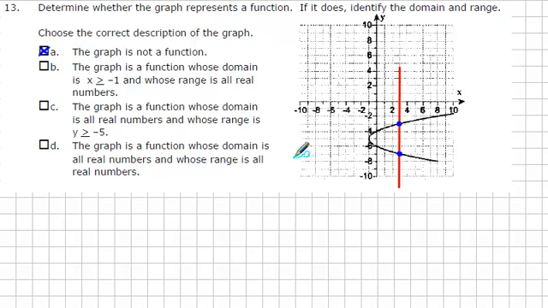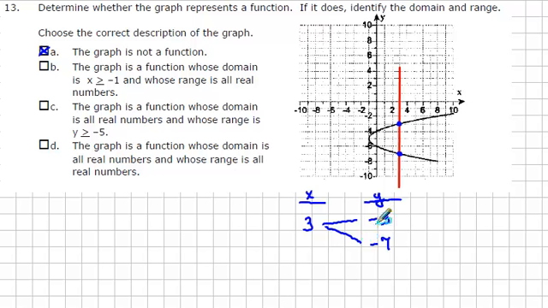And just so that you understand why, what we see is that when the input is 3, or our x value, what is the corresponding value of y? Well, if it was a function, there would just be one value of y. But in this case, we see that one value of y is negative 3. And the other value of y is negative 7. So when x is 3, y can be negative 3 or y can be negative 7.